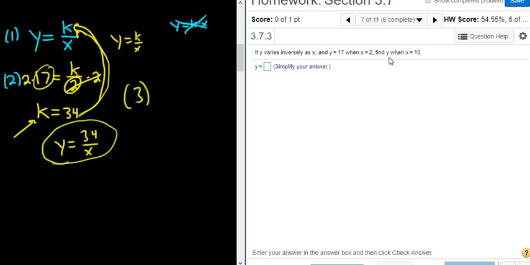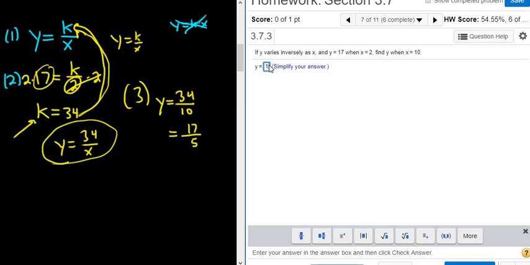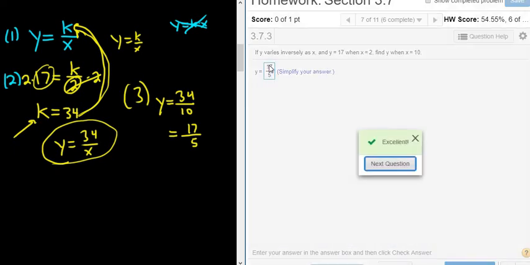It says, find y when x is 10. So y equals, let's see, 34 over 10. Okay, so I don't know if it's going to want a decimal or a reduced fraction, because I haven't done this problem before, but we can simplify this. 2 goes into 34 17 times, and it goes into 10 5 times. So let's try 17 over 5 and see what happens. 17 divided by 5. Yep, got it right. Hope that made sense.